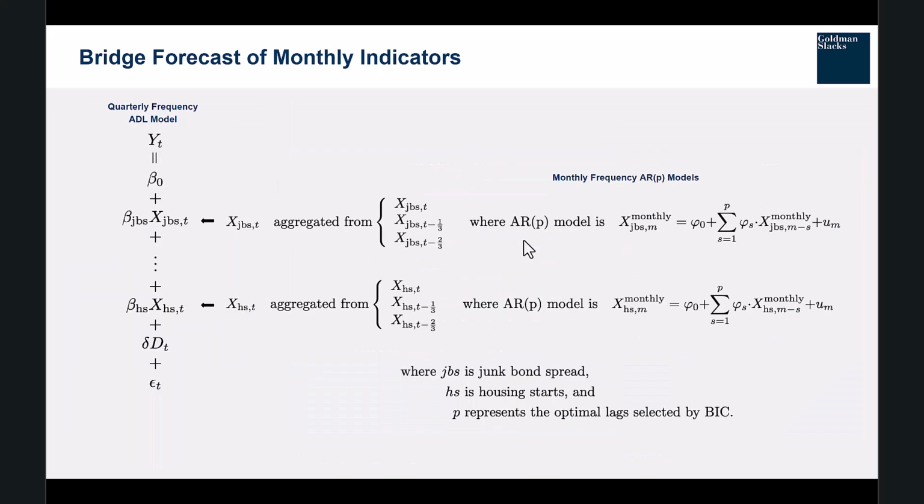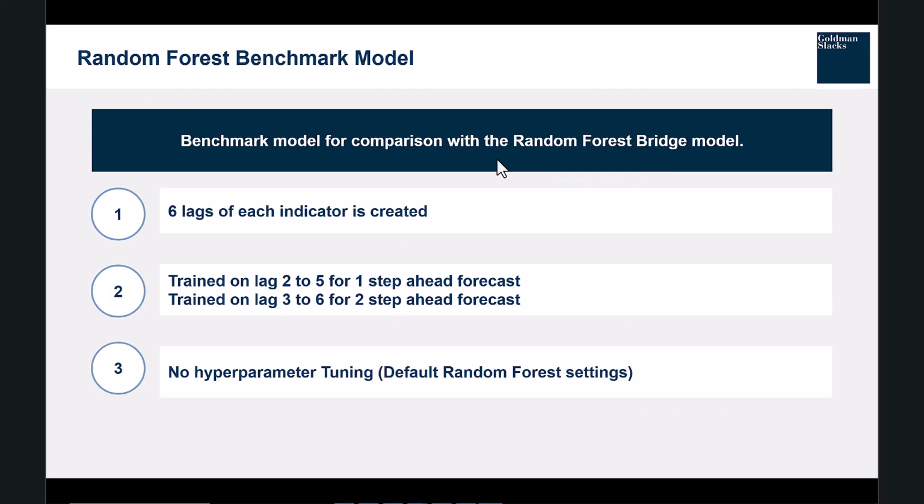The bridge model consists of a quarterly frequency ADL model and a monthly frequency AR model for each indicator. Monthly forecasts are made for indicators with unreleased data, then aggregated as a mean or sum depending on if they are stock or flow variables. Our RF benchmark model is used for comparison with our RF bridge model.